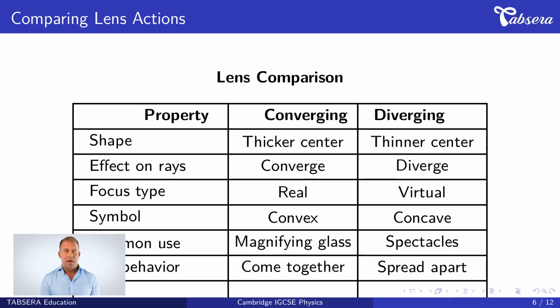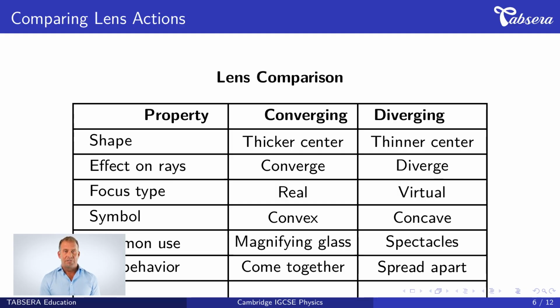This comparison table highlights key differences between converging and diverging lenses. First, shape. Converging lenses are thicker at the center than the edges, while diverging lenses are thinner at the center. Second, effect on rays. Converging lenses make parallel rays converge or come together, while diverging lenses make them diverge or spread apart. Third, focus type. Converging lenses have a real focus where rays actually meet, while diverging lenses have a virtual focus where rays appear to originate. Fourth, symbol. Converging lenses are convex, curving outward, while diverging lenses are concave, curving inward.